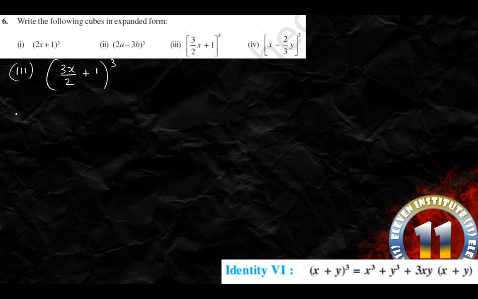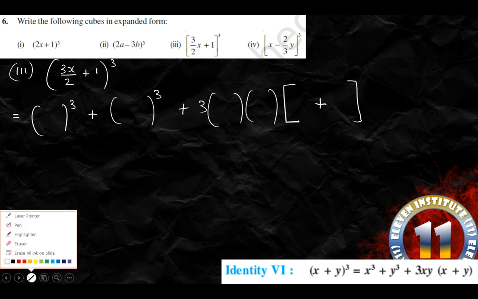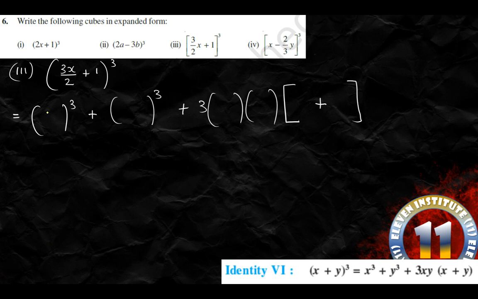So again I will create some brackets over here. That is x cube plus y cube plus 3 into x into y whole multiplied by x plus y. Same thing we have done. Now we will just input the values of a and b.